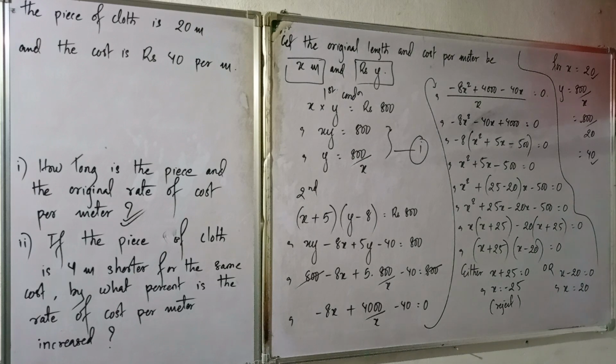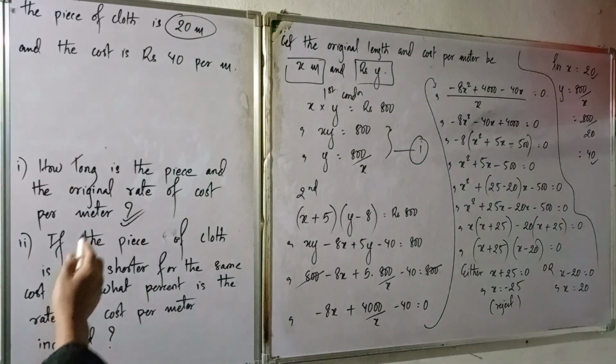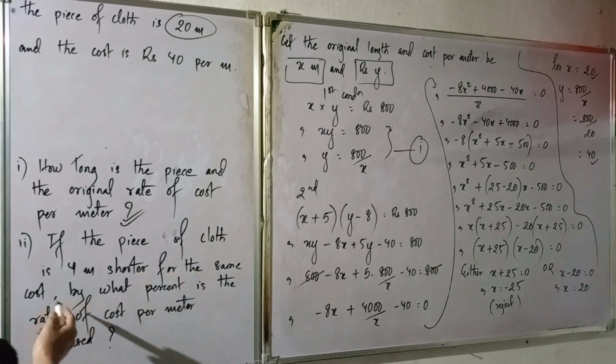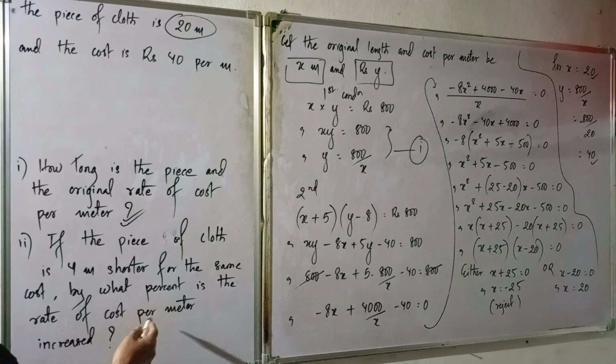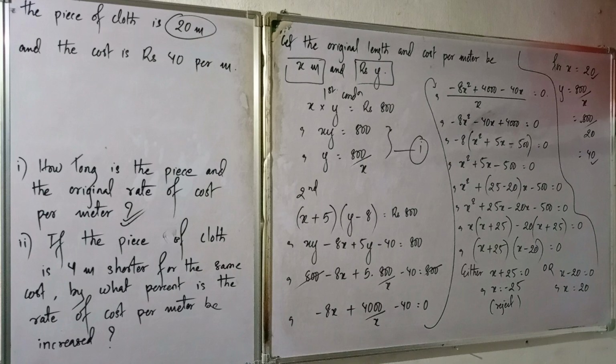Now let's move on to part two of the question. If the piece of the cloth is 4 meters shorter, this is the original length of the piece. If this piece is 4 meters shorter, which means 20 minus 4, that becomes 16. For the same cost, by what percent must the rate of cost per meter be increased? So if the piece of cloth is decreased by 4 meters, by what percent must the rate of cost per meter be increased? Now by how much must the rate of cost per meter be increased?